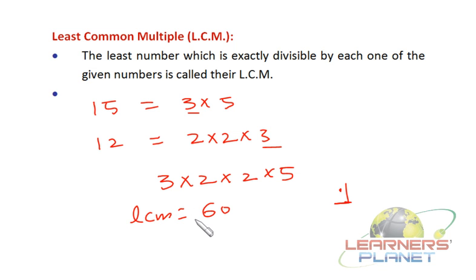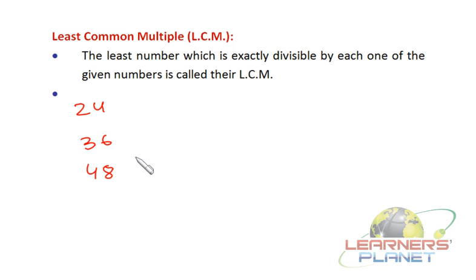Let's take one more example. Now let's find the LCM of 24, 36 and 48. Now 24 can be written as 4 into 6, that is 8 into 3, that means 2 cube into 3. And 36 can be written as 4 into 9, that is 2 square into 3 square. And 48 can be written as 24 into 2, that means 2 raised to 4 into 3.